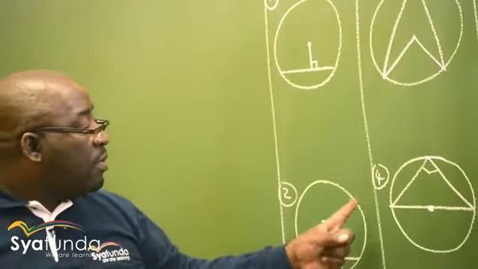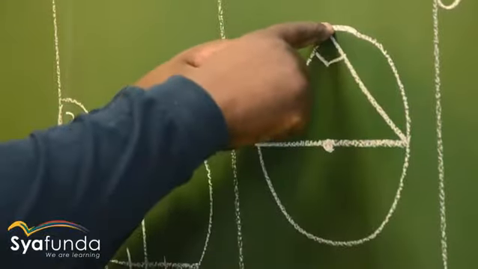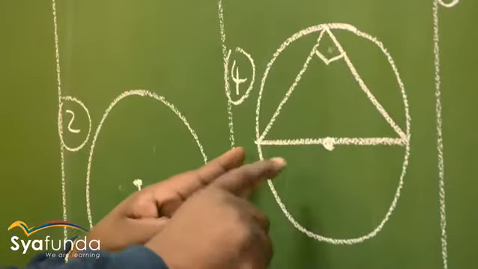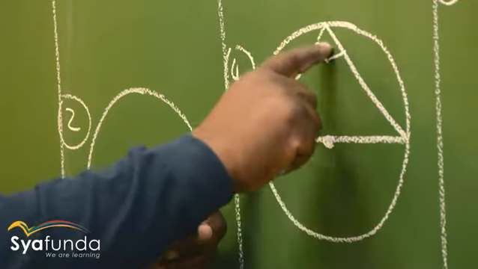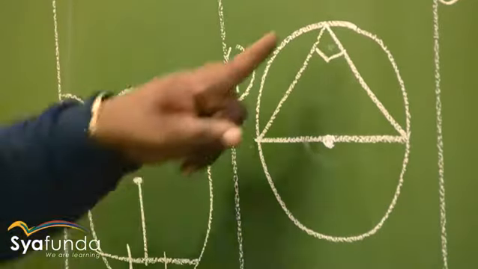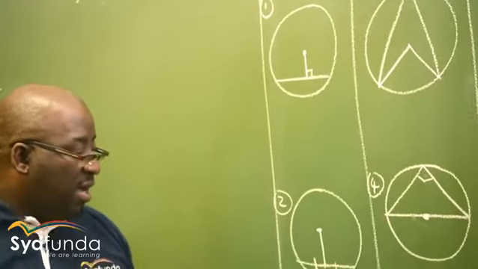The fourth one, this is the diameter. The angle formed by the diameter at the circumference is 90 degrees. Because this is 180, a straight line, it is at the center, the one at the circumference must be half of that, which is 90. Angle at the center is 2 times bigger than the angle at the circumference.